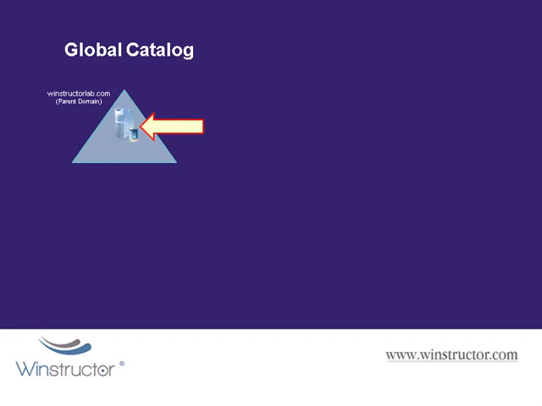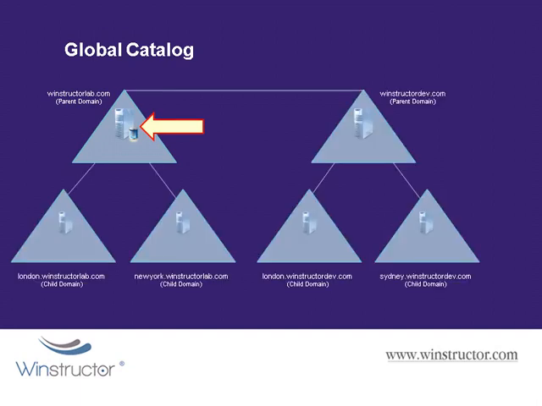Now, if your network stays at a single domain model like this, you don't need to configure anything at all, since the infrastructure master's job is to manage cross-domain references, such as adding a user from one domain into a group from a different domain. Now, if you only have a single domain, the infrastructure master server doesn't have to do anything.